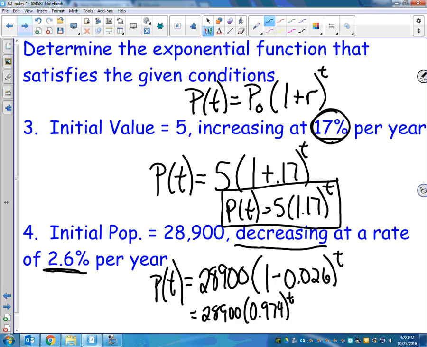And again, I know some of the ones yesterday were kind of confusing whether they were growth or decay. With population, it's really easy because if the rate is positive, it's growing. If the rate is negative, it's decaying or decreasing.